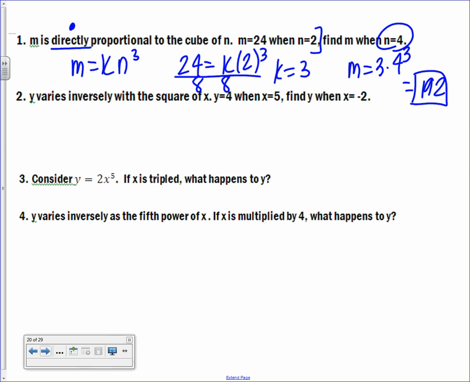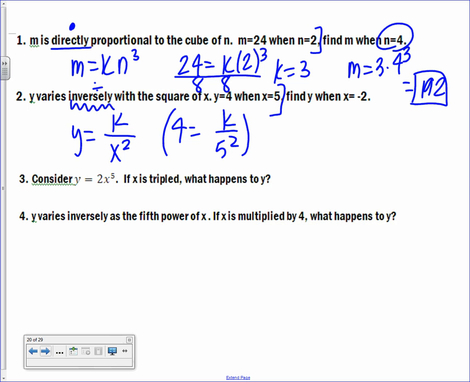Question 2 says y varies inversely. Inversely means divide. Those are your two terms for this chapter. So y varies inversely, which gives y equals k over the square of x, so x squared. Again, you solve for your k, so I'll plug in 4 for y and 5 for x. Solving for k here is a little different. This time I'm going to multiply each side by 25 because 5 squared is 25, so those cancel. So here k is going to equal 100.